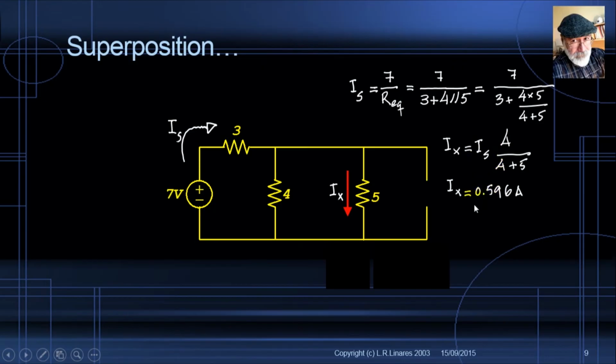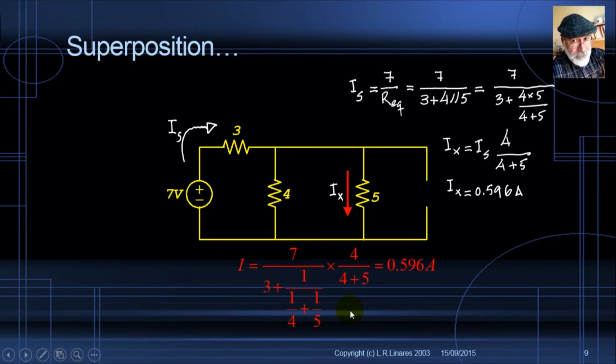Let's do that math, and we get 0.596 amps. Or if you do all of that together, you say this is the current in the source multiplied by the current divider, and you get the contribution to the current in the 5 ohm resistor from the source, 7 volts on the left-hand side of the circuit.